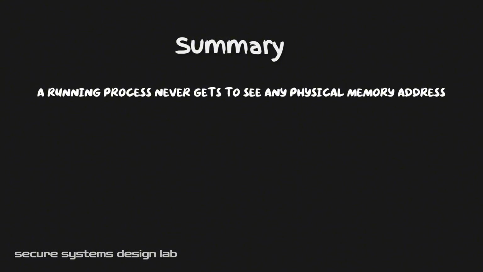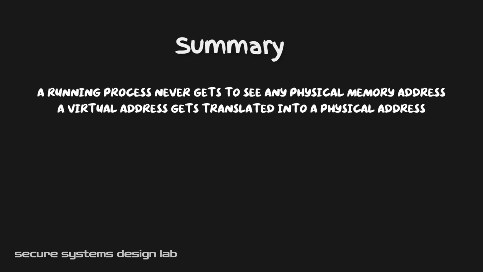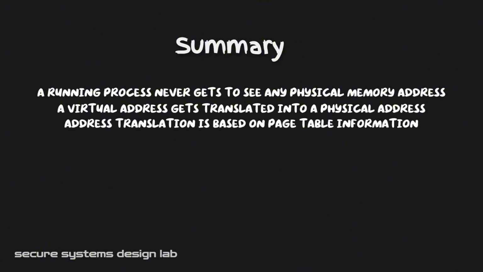Let's quickly summarize what we have learned so far. Our running process never gets to see any physical memory address. A physical memory address that is exposed to a user land process is considered a security risk and can be used to bypass exploit mitigation techniques. In order to access physical memory, every virtual address accessed by a process gets translated into a physical address. The address translation and memory isolation is based on page table information.